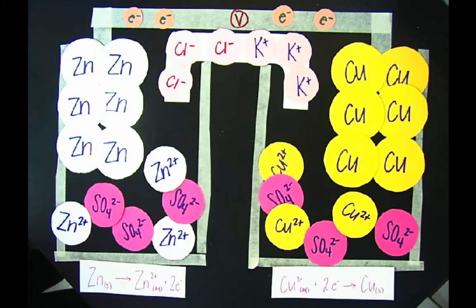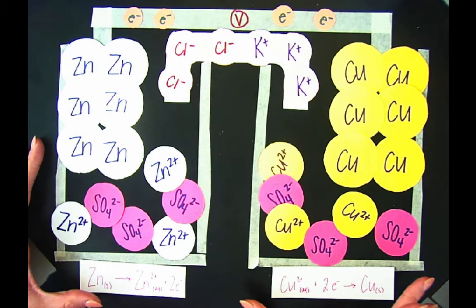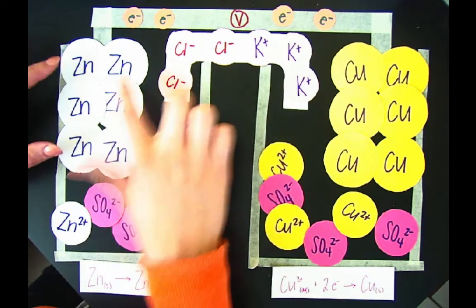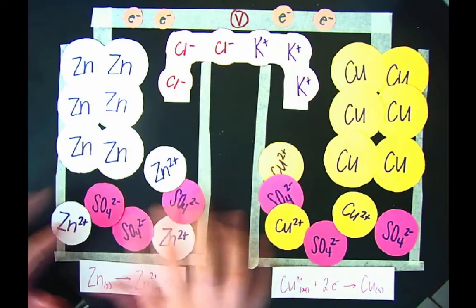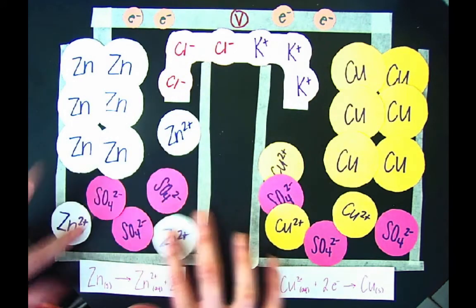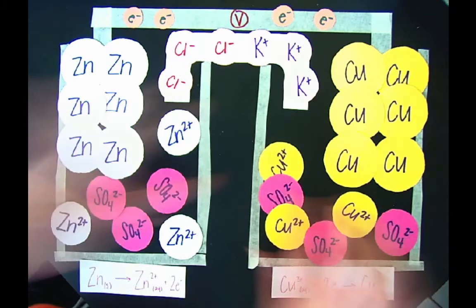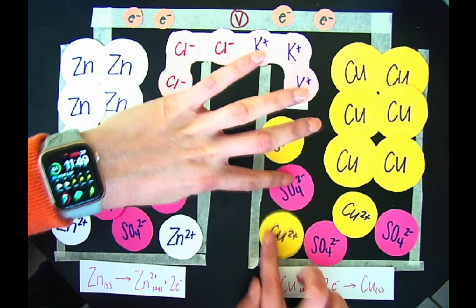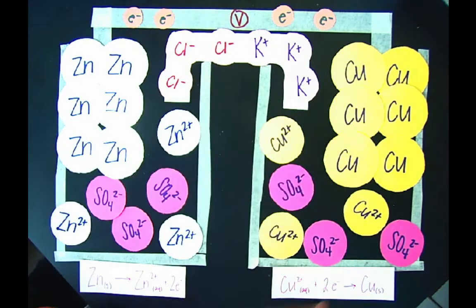In this video, we're going to look at the particulate view of a voltaic or a galvanic cell. Remember that a voltaic cell uses a spontaneous chemical reaction to create electricity. What we have here is a voltaic cell that has a zinc metal electrode with a zinc sulfate solution, and then a copper electrode with a copper 2 sulfate solution. I have the two half reactions down here.